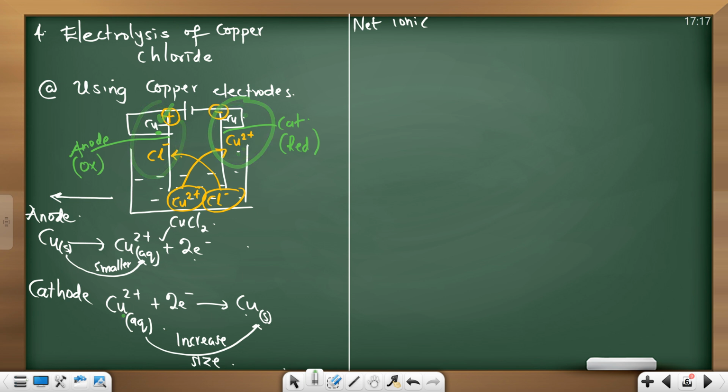Solid cannot be. Every time you say reduction, it's always an ion. Is that okay? Lovely. Can I continue now? All right.